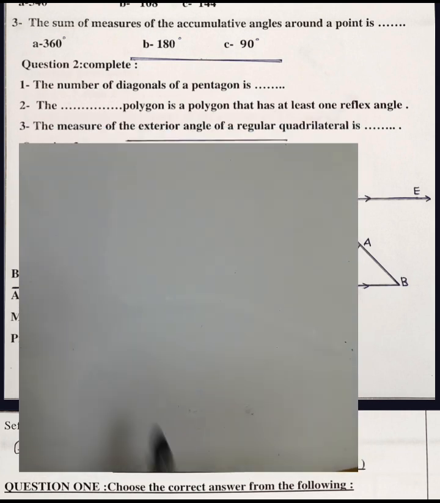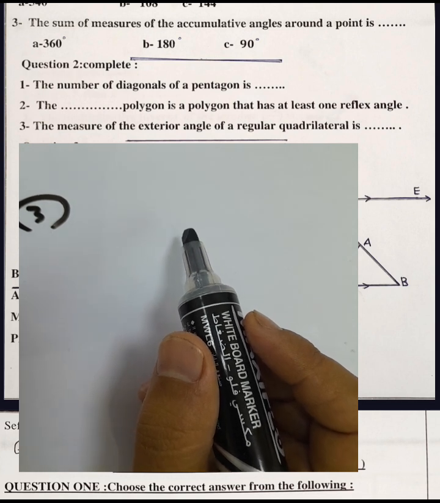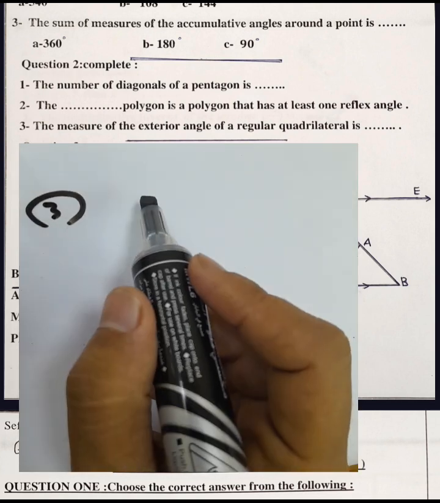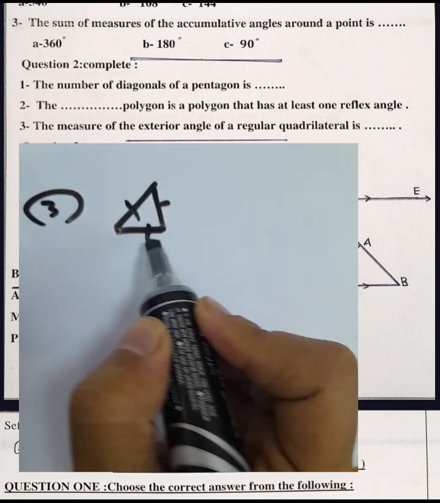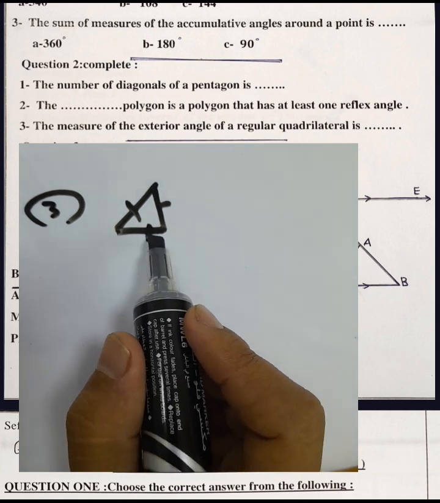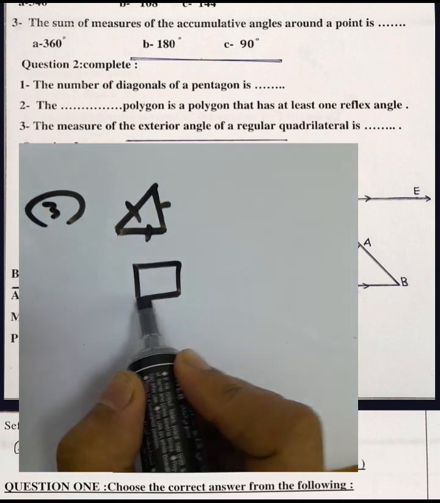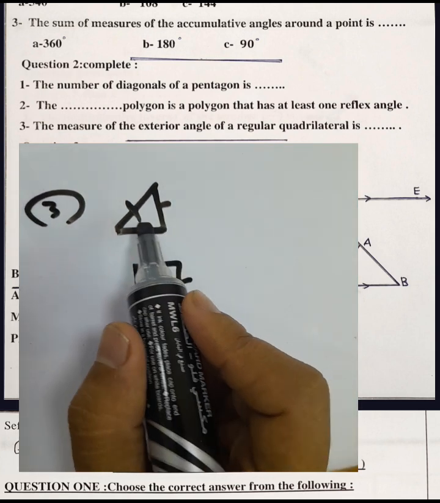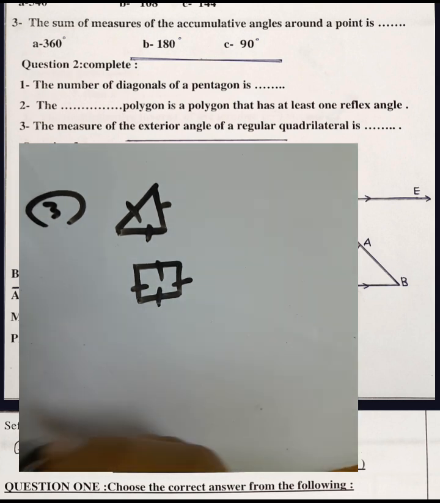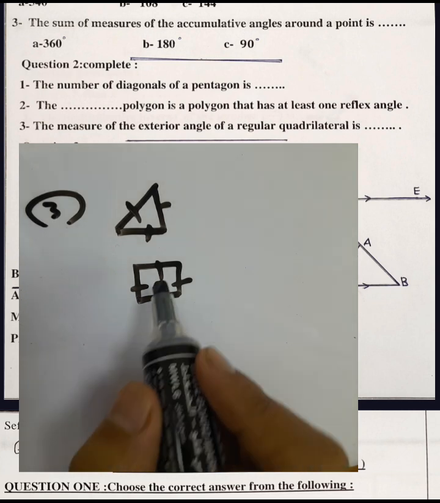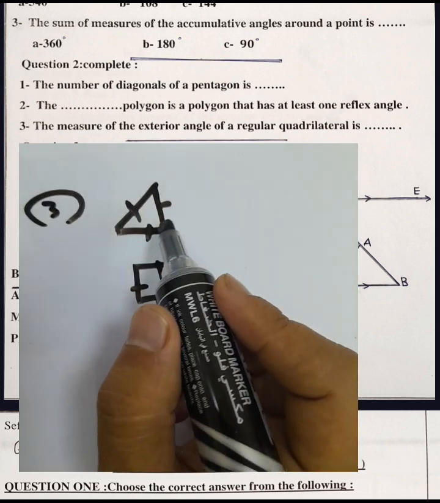Question number 3: the measure of an exterior angle of a regular quadrilateral will be what? We have a regular quadrilateral such as this. We call it a regular quadrilateral, or square. If we have 3 sides, it will be an equilateral triangle. If we have 4 equal sides, we call it a square. In any regular quadrilateral, such as that, it has 4 sides. But we have 3 sides here in this polygon.